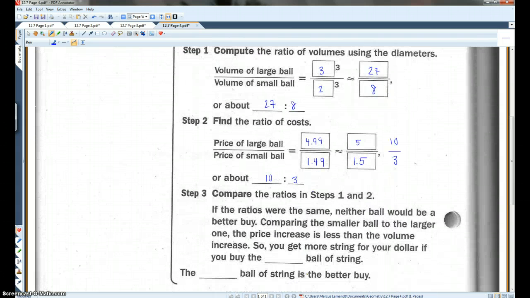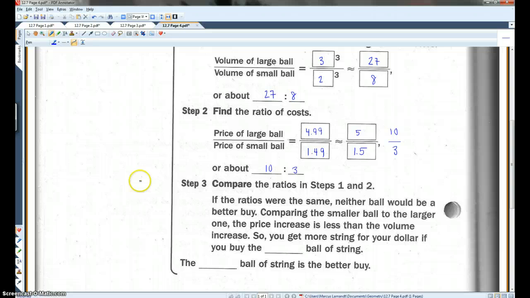So, let's compare the ratios of steps 1 and 2. If the ratios were the same, neither ball would be the better buy. Comparing the smaller ball to the larger ball, the price increases less than the volume increase. So you get more string for your dollar if you buy the large ball of string.